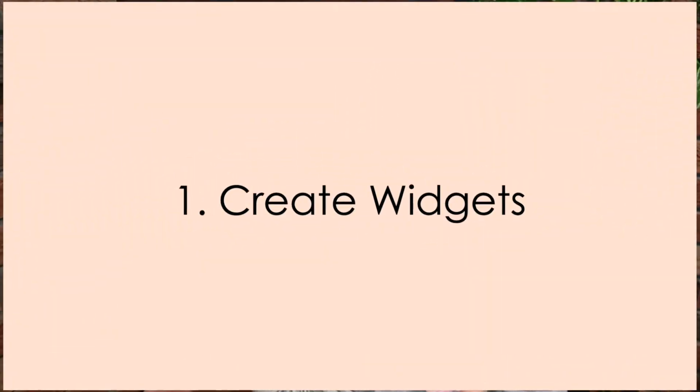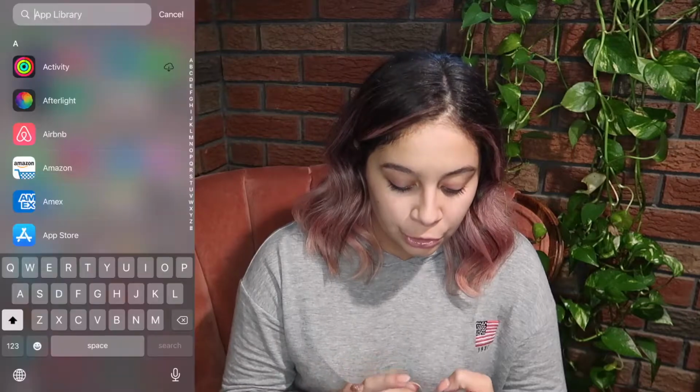Okay, so the first thing you want to do is get the app Widgetsmith, and we're gonna create widgets. I found it very easy to create widgets first and set up my layout, and then get the photos that I want and all of that stuff. So we're gonna go in and look up Widgetsmith.